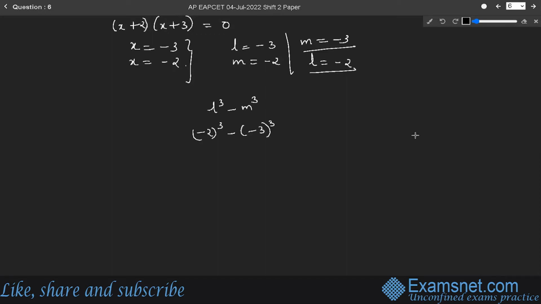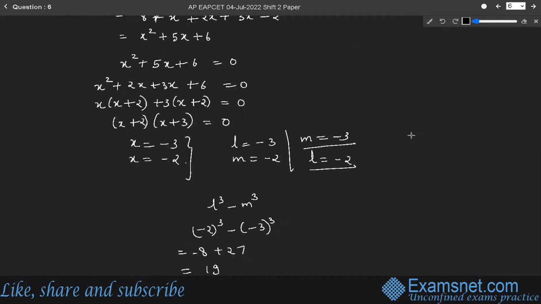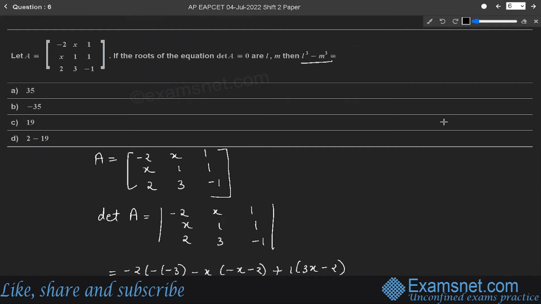Now all we have to do is find the cube of 2 and 3. So it will be minus 8 plus 27, and minus 8 plus 27 is 19. Therefore, we can say that the value for L cube minus M cube is 19. So the correct answer here is option number C, which is 19.